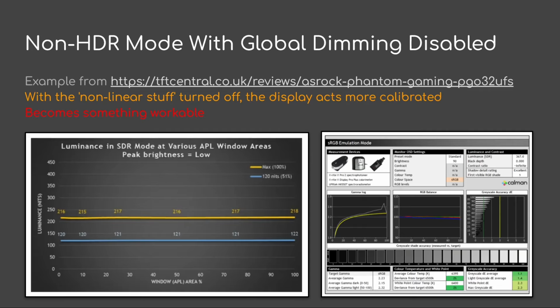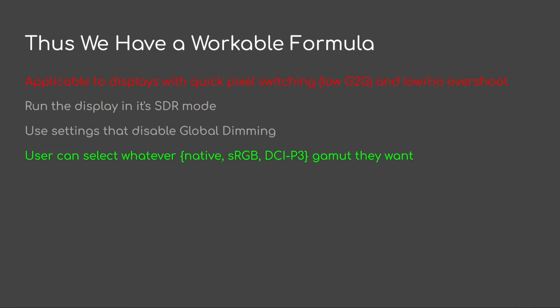Now, if we look at some non-HDR modes, like SDR mode, this again from a TFT review, you notice if you turn off all the nonlinear stuff, like HDR, etc., the display can act more calibrated. And this is really workable. You notice here, regardless of window size or APL, you have plus or minus maybe 1 or 2 nits. That's fantastic. Thus, we have a workable formula.